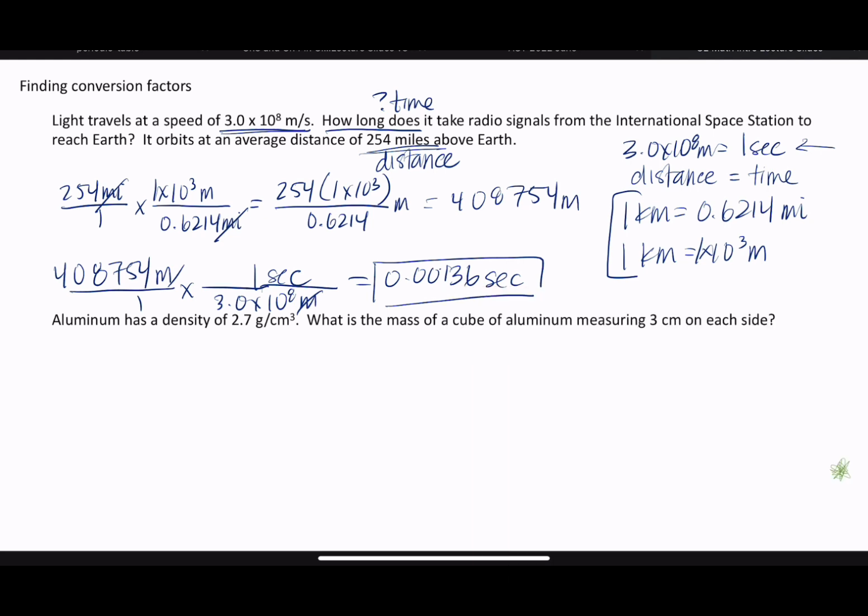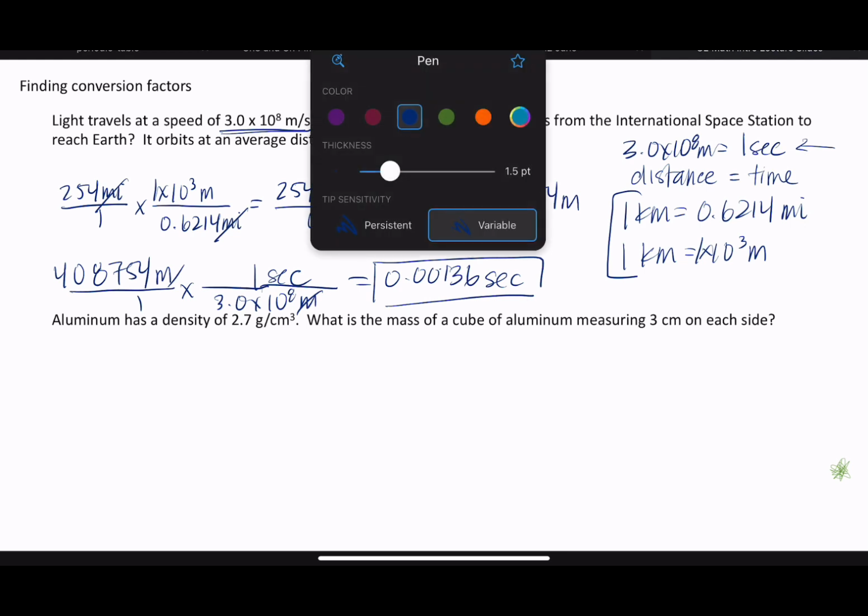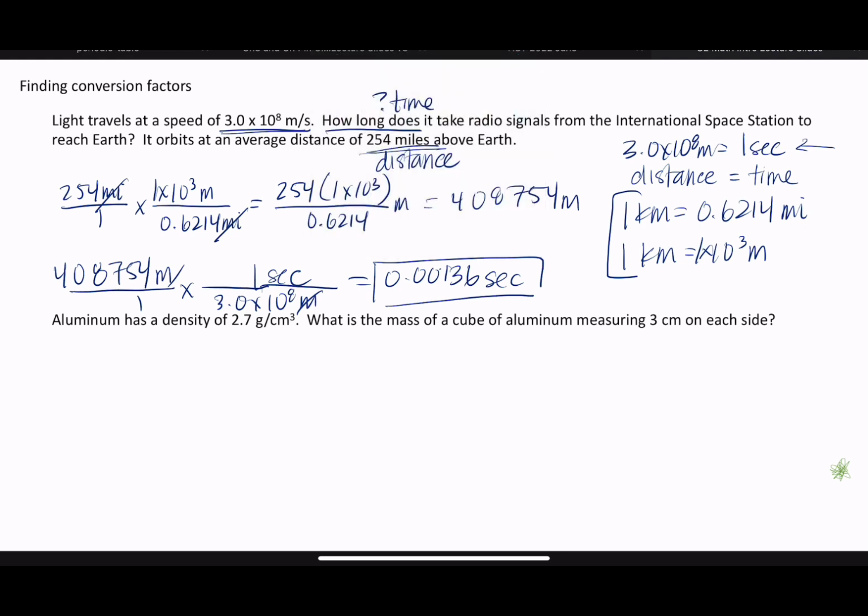It makes sense because information is constantly being exchanged between the space station and Earth, so it travels pretty quickly. Next up, we've got a problem about aluminum. It says aluminum has a density of 2.7 grams per centimeter cubed. Every time we see something written with that slash or in the text of a problem, it is a relationship. So 2.7 grams are equal to 1 centimeter cubed.